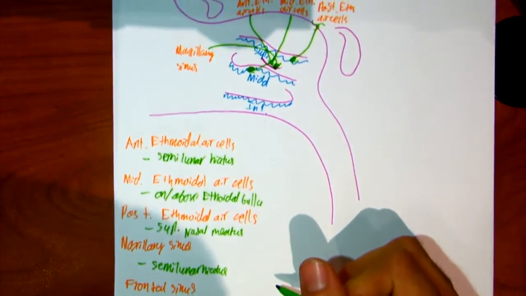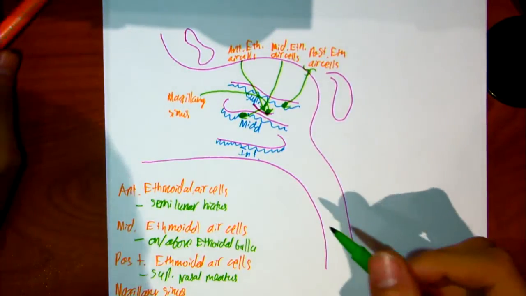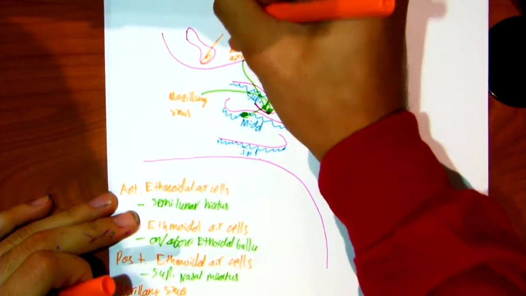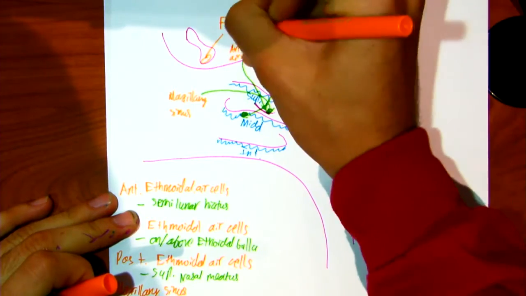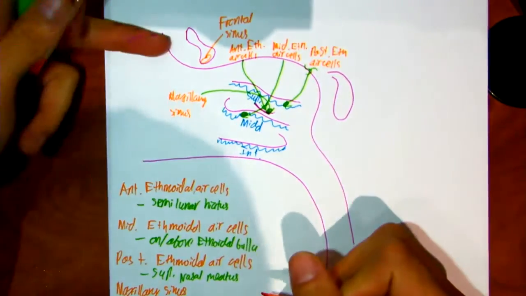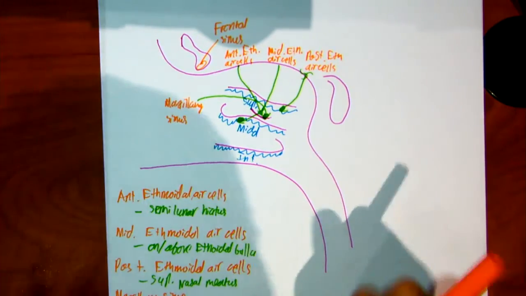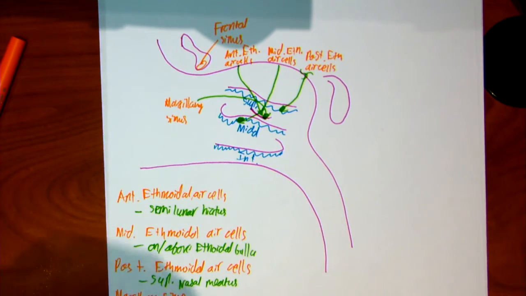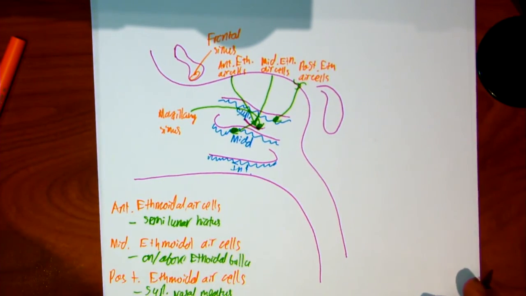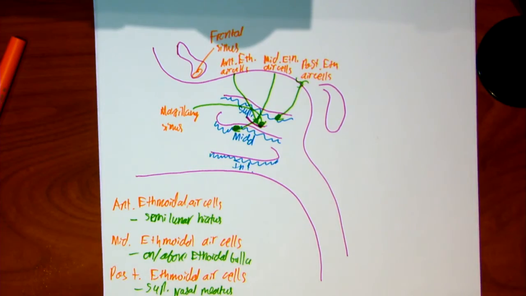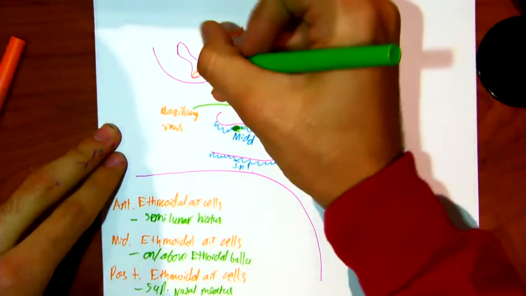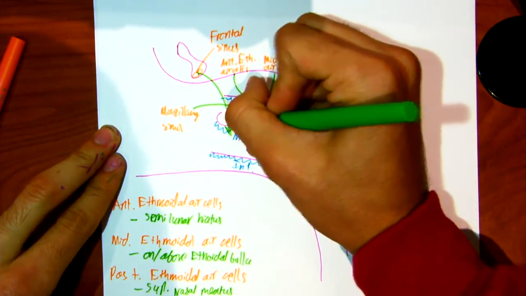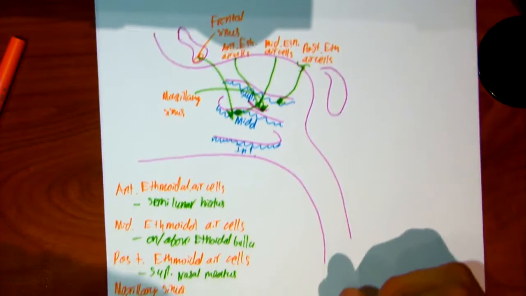All right. Frontal sinus. The frontal sinus is right here. It's in the front of everything. The frontal sinus drains into what? Middle nasal meatus. Good, so it comes around like this and drains here into the middle nasal meatus.